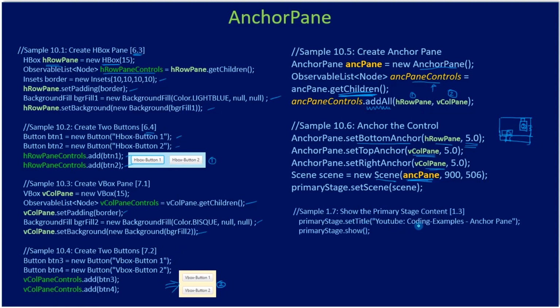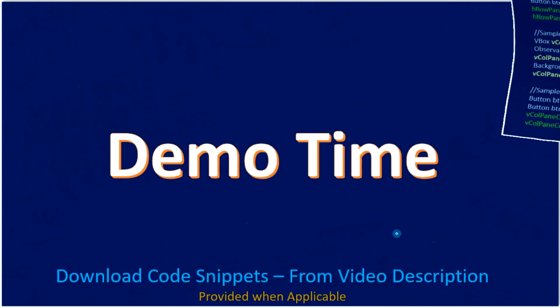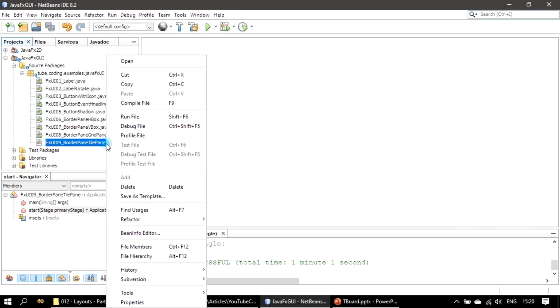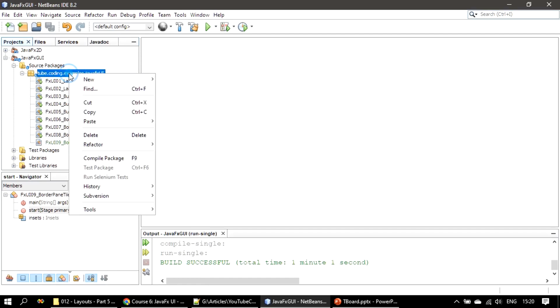So after setting all this, we set a title for our stage and we are displaying that. Now it's demo time. We will go to the demo. We will make some modification of the code we saw in the previous slide, and we will study more when we are coding it. So now we will create a new file.